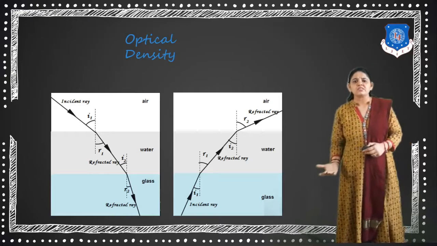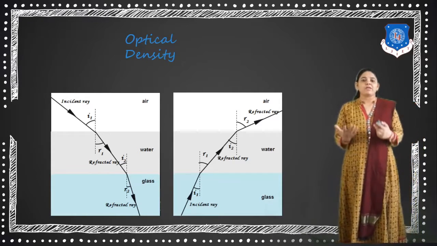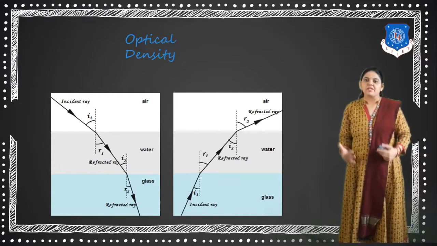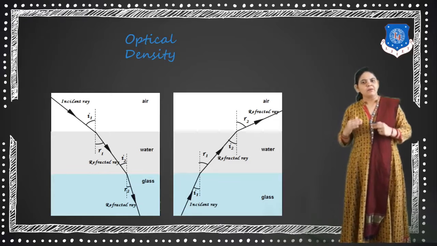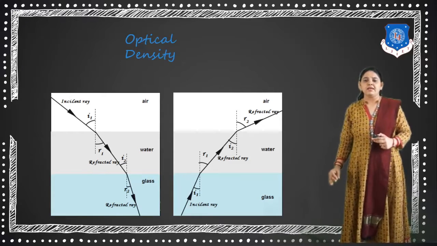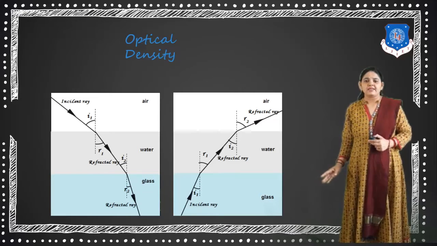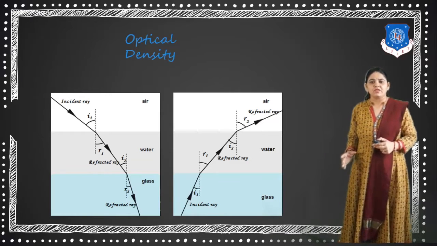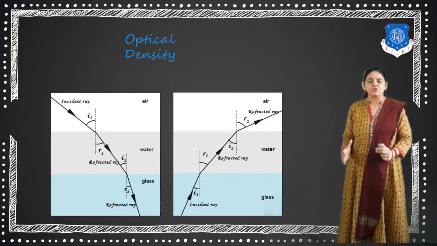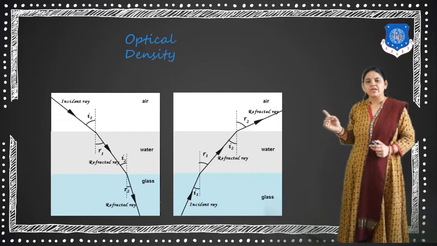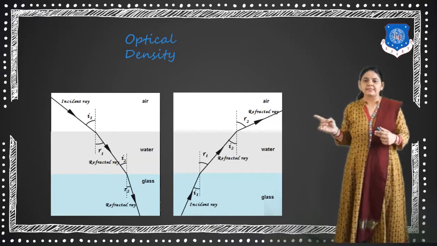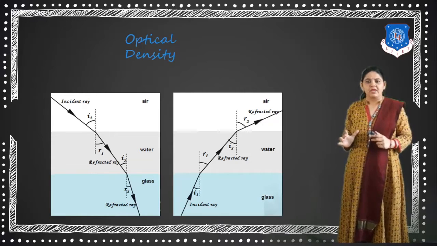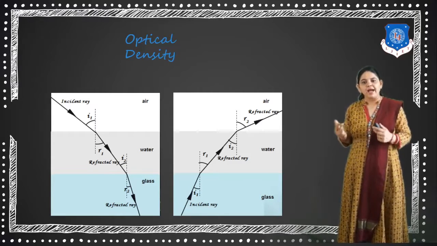Here we can see three things simultaneously. While the light ray changes the medium from air to water to glass, air has the lesser density and glass the higher. Similarly, here you can see the opposite, while it changes the medium from glass to water and air. In the first diagram the incident ray makes an angle I1. Air medium has lesser density, and water medium comparatively higher.